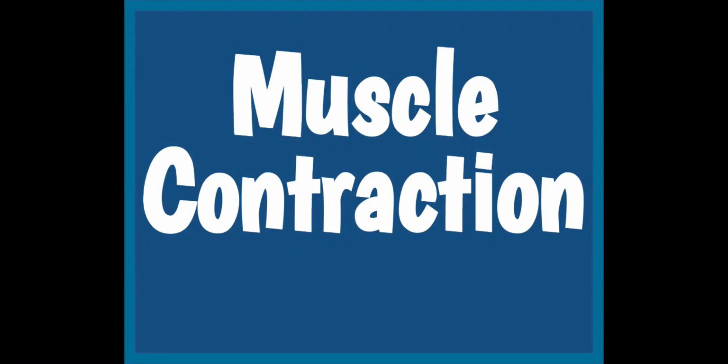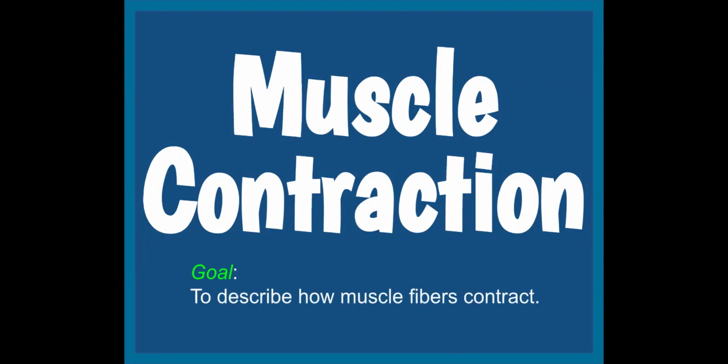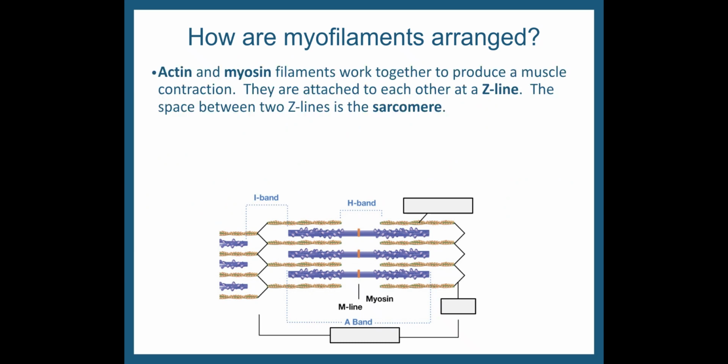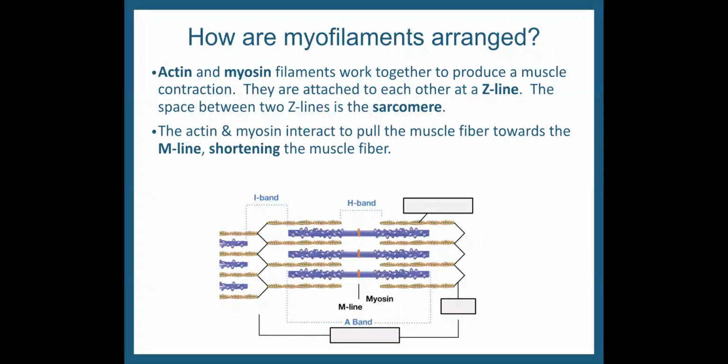Today we're going to talk about muscle contraction, and the goal of this video is to describe how muscle fibers contract. So first we need to talk about myofilaments and how they're arranged. Actin and myosin filaments work together to produce a muscle contraction, and they are attached to each other at a Z line. The space between two Z lines is called a sarcomere.